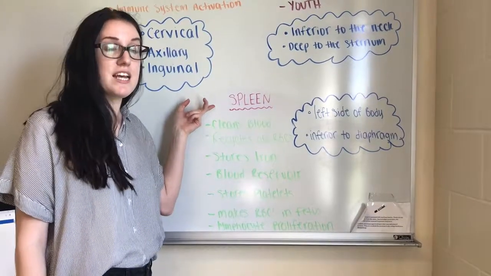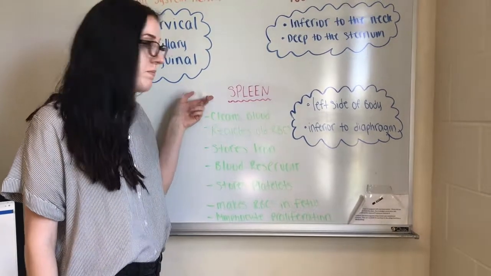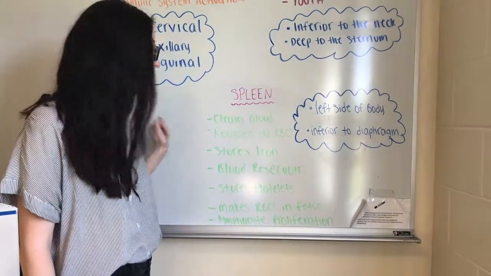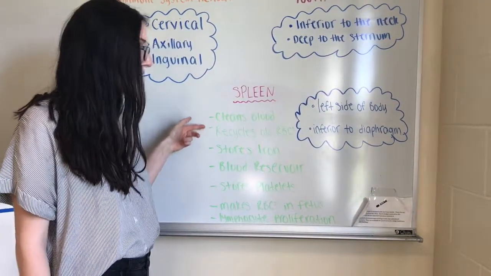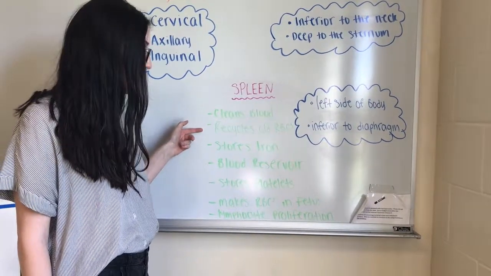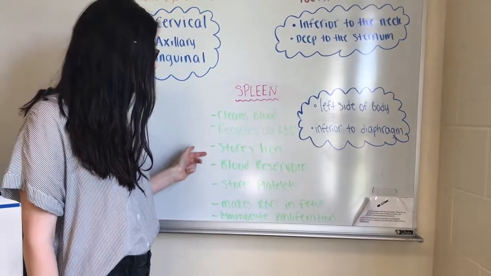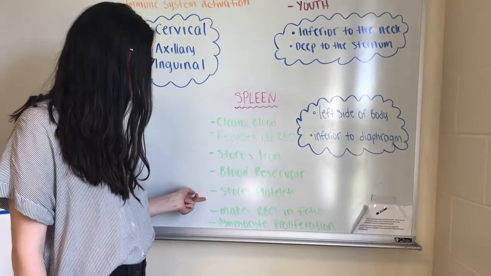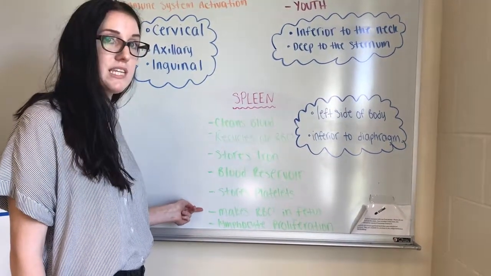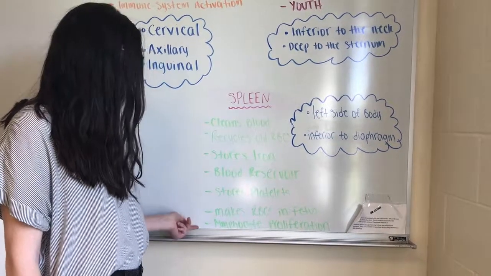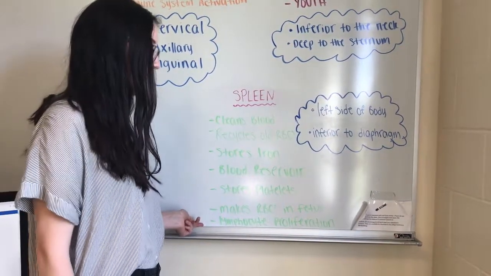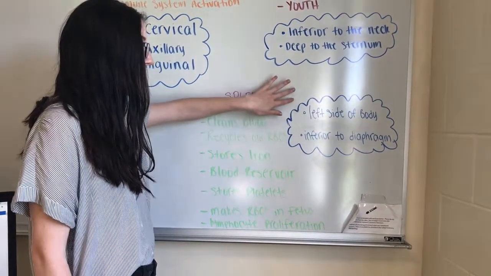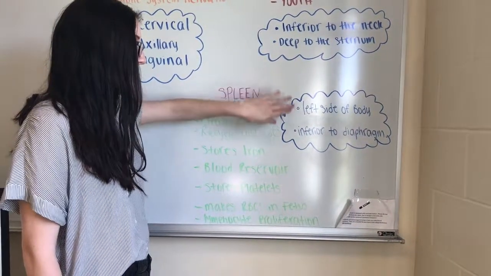The spleen is the largest lymphatic organ. It has many different functions. It cleans the blood, recycles old red blood cells, stores iron, acts as a blood reservoir, stores platelets, makes red blood cells in the fetus, and is a site for lymphocyte proliferation. Your spleen is on the left side of your body and is inferior to the diaphragm.